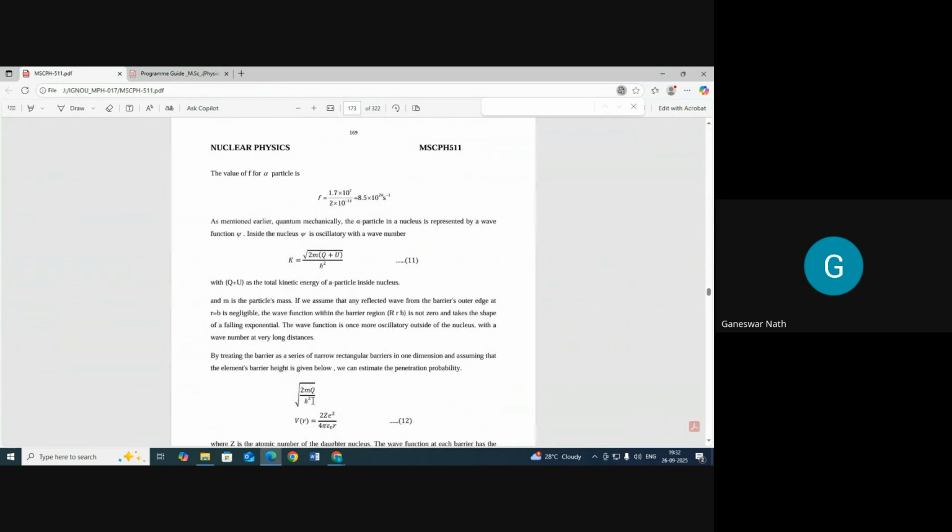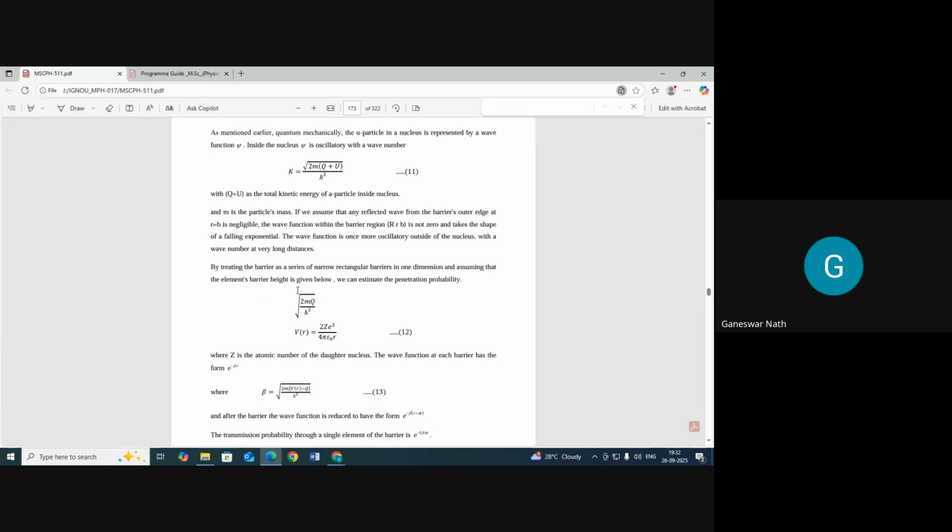See here, this is the total kinetic energy of the alpha particle, given by twice n, that is Q plus the Q value of the energy that we may calculate in beta decay. And this total is called the total kinetic energy of the alpha particle inside the nucleus. Okay. So by treating this as the total energy, we create the barrier, where the alpha particle cannot but cross the nuclear potential.